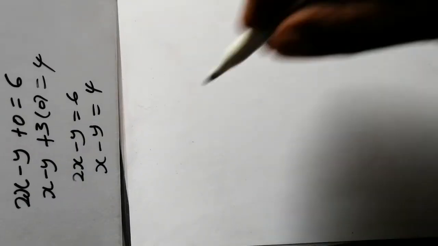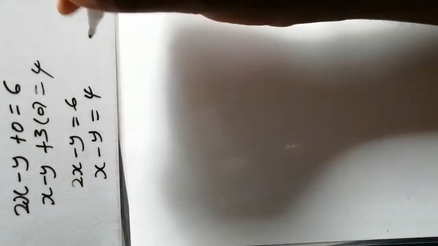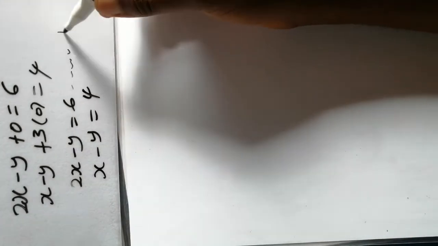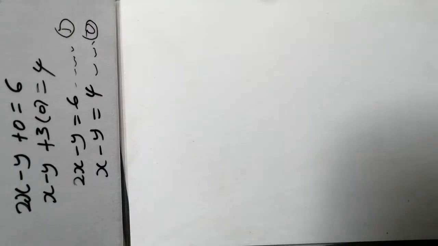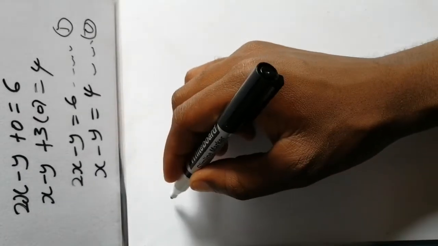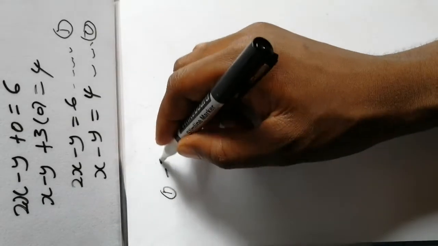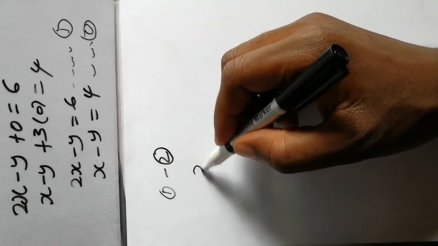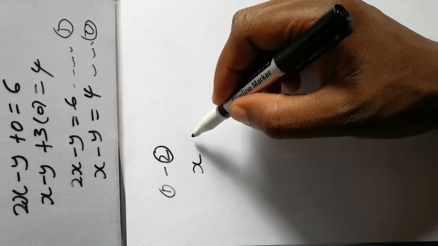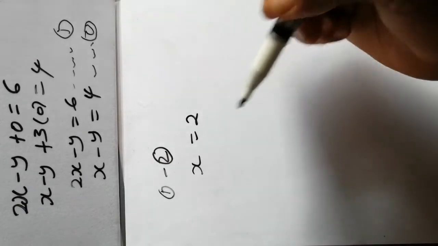So we can call this equation number 1. Let's just call this 1. Call that equation 2. We can just simply say equation 1 minus equation 2. So it's 2x minus x, which is x, negative y minus negative y, which is 0. So our x is equal to 2.